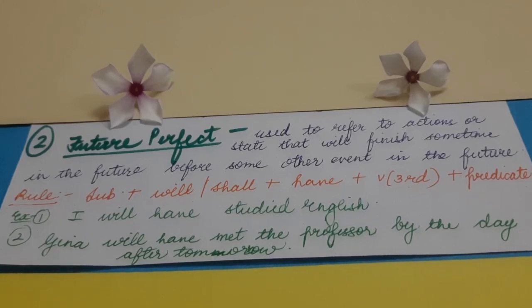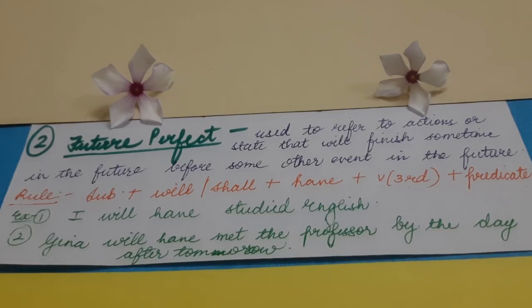I'm sorry. So, it means some action that will finish sometime in the future before another event. Let's say you were playing and then you started working on a project. So it means that your playing will finish sometime in the future, before you start working on a project. It will finish sometime, but in the future, and before the starting of your project.